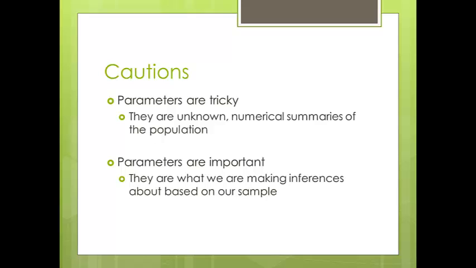Parameters are tricky, and a lot of students have some confusion about what they really are. They are unknown numerical summaries of the population. They say, what if we had everyone in the population, and we measured them, and we computed this characteristic, like we found the correlation of everybody? That's rho. We don't know rho.